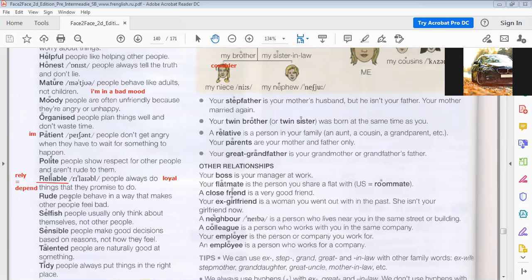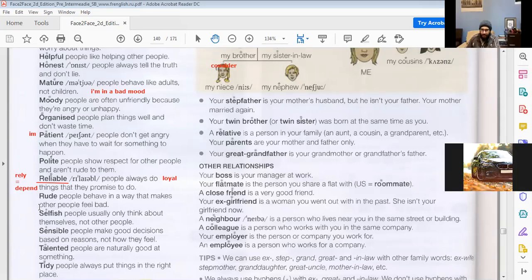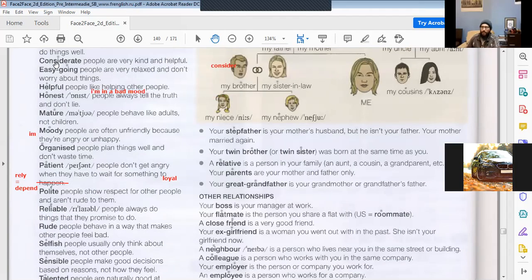So this is reliable and unreliable. So if you have a reliable husband, wife, son, this is a great thing, because you know you can trust this person to do what they say they will do. This is the idea. We have rude. I think everybody knows rude. Rude is the opposite of polite. People who behave in a bad way and say bad things. Selfish is also clear. A person who thinks only about himself is a selfish person. And selfish is the opposite of considerate. So considerate is the opposite of selfish.